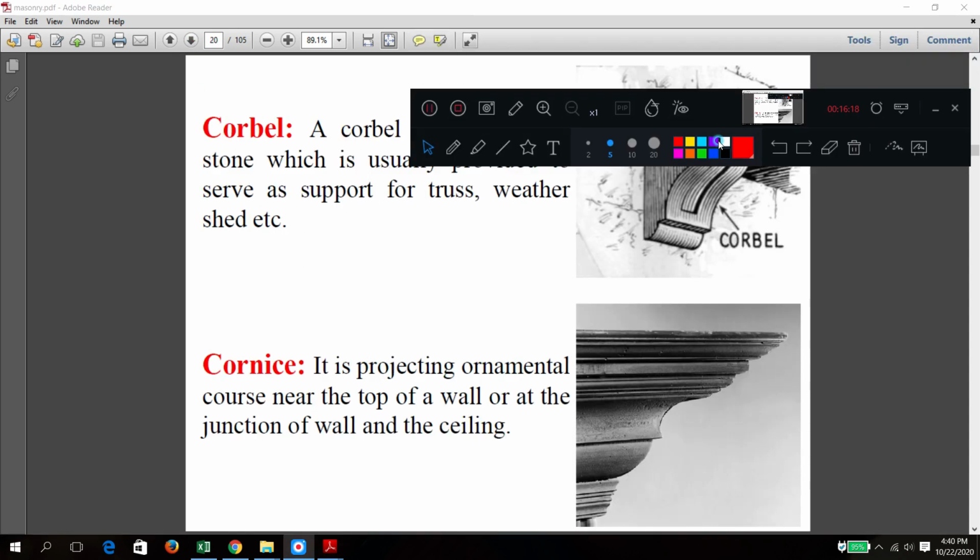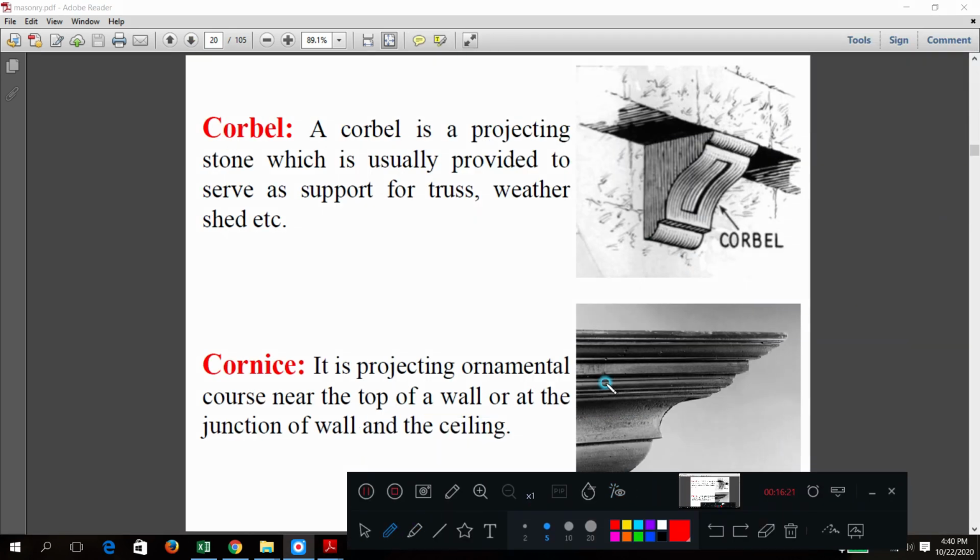Okay. Now what is this, corbel? I hope you have seen some houses where some portion is projecting inside of the building. This is not outside, it is inside of the building, to support the truss, to support something. This is called a corbel. Inside the building, or maybe sometimes outside the building also, if it is made to support something, then it's called a corbel. It is a projecting stone which is usually provided to support a truss or weather shed.